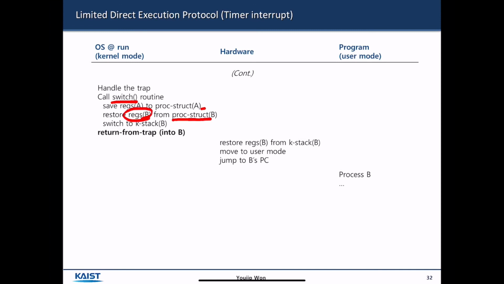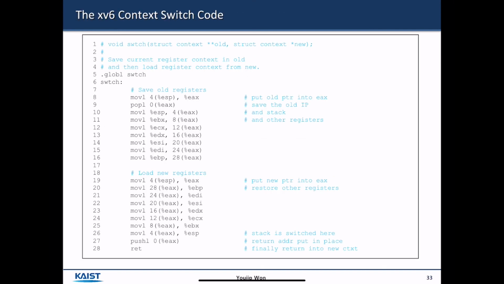Then it switches the stack pointer from A so that it points to the kernel stack of B, and then it returns from trap. When returning from the trap, it restores the registers from the kernel stack of B, then jumps to B's program counter, and process B starts. These are the detailed steps of context switch in the operating system called xv6.